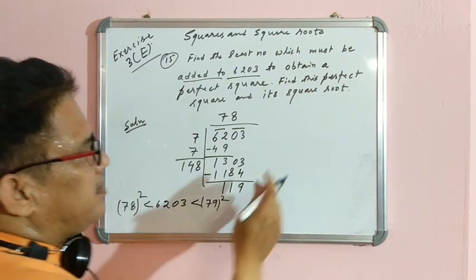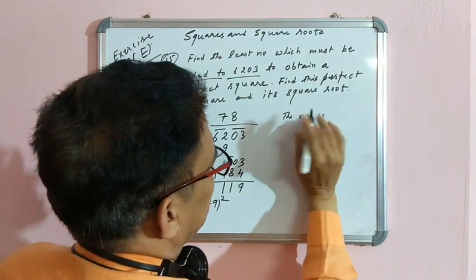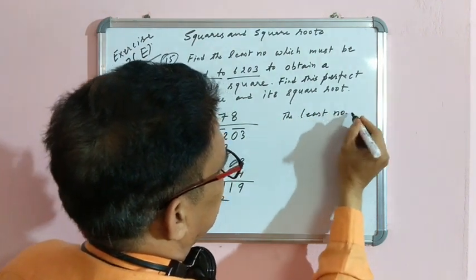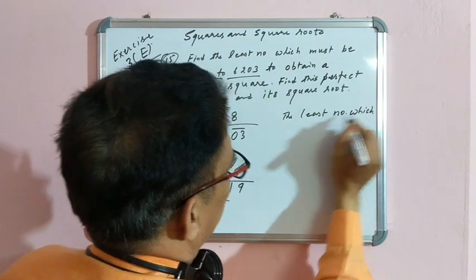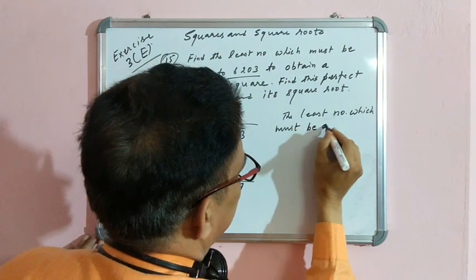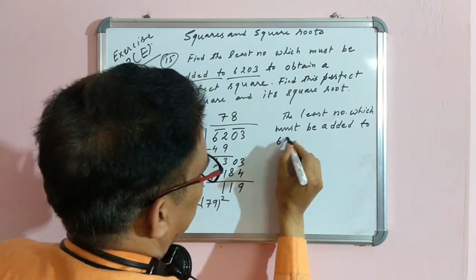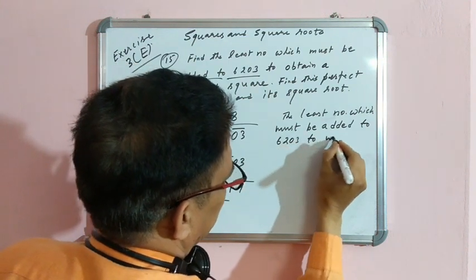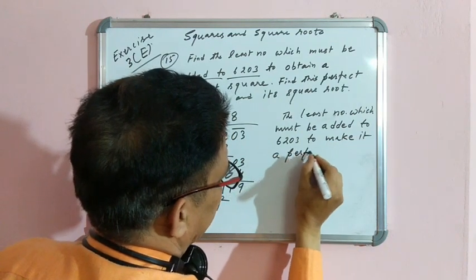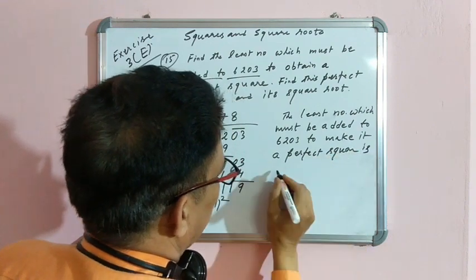So what do we have to add? The least number which must be added to 6203 to make it a perfect square. Perfect square is equal to what?